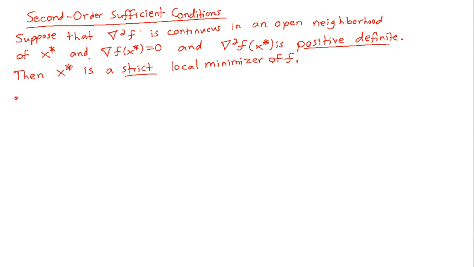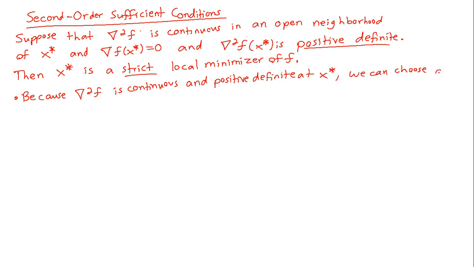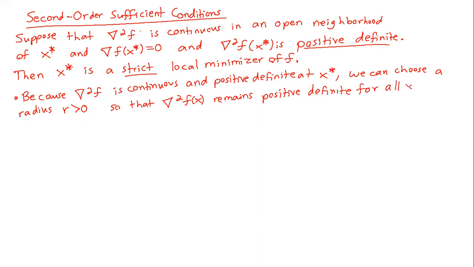So we can prove this. It goes like this. Because the Hessian del squared f is continuous and positive definite at x star, we can choose a radius r greater than 0 so that del squared f of x remains positive definite for all x in an open ball B equals z such that the norm of z minus x star is less than r.